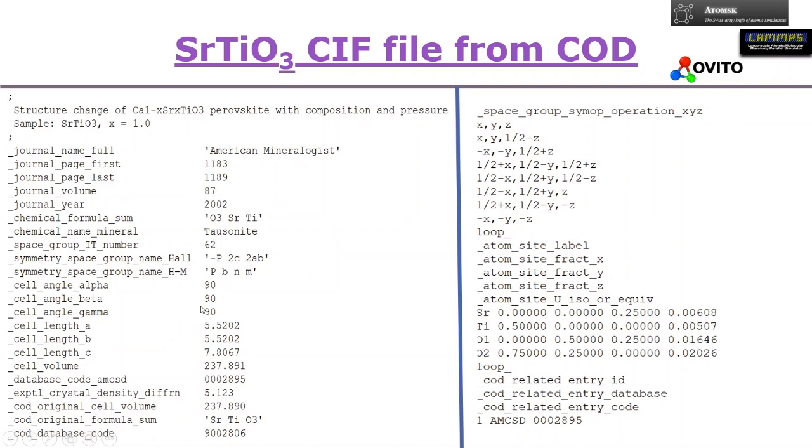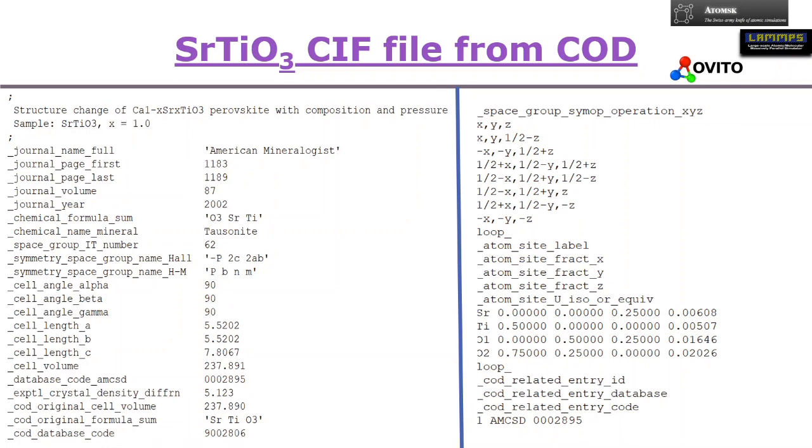So you see that the cell angles are 90 degrees each, which means it's an orthogonal cell. Moreover, you have the cell length here, and you also have the cell volume and everything. Next you see the space group symmetry operation. So this part is very important. You see that there is x y z, x y half minus z, minus x minus y half plus z, which means all the operations that the atoms are undergoing.